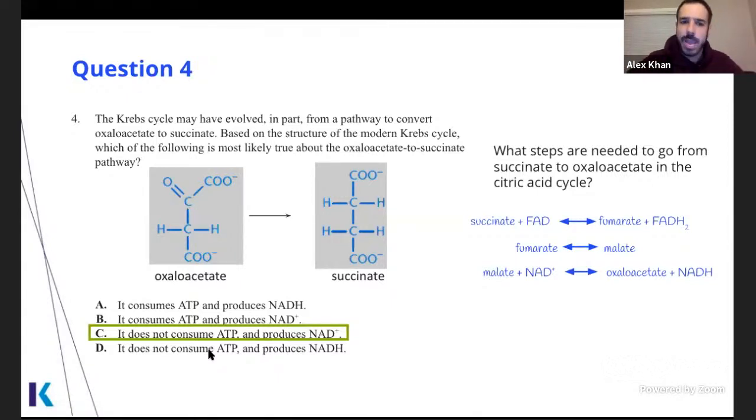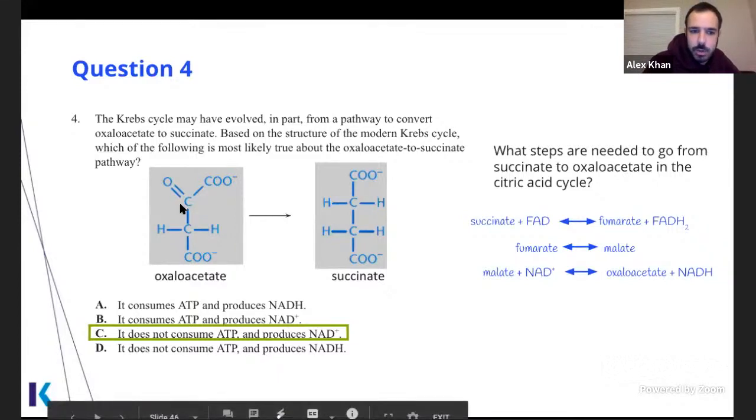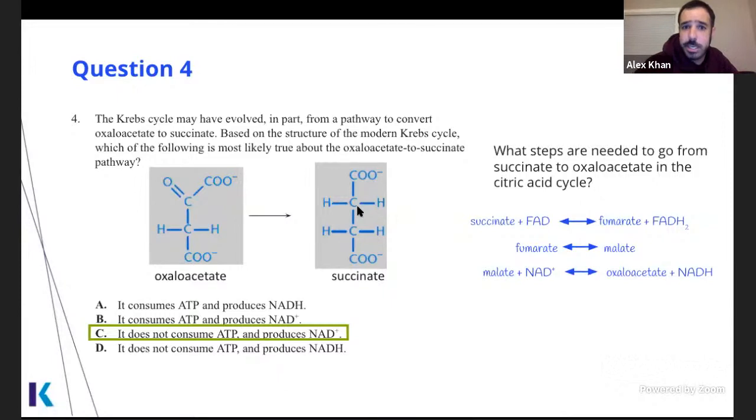We eliminate the low-hanging fruit. And then instead of trying to wrap our head around when the NAD plus or the NADH occurs, we can approach this conceptually. Meaning, let's look at this molecule, oxaloacetate, and let's compare it to succinate. We're using big picture concepts.